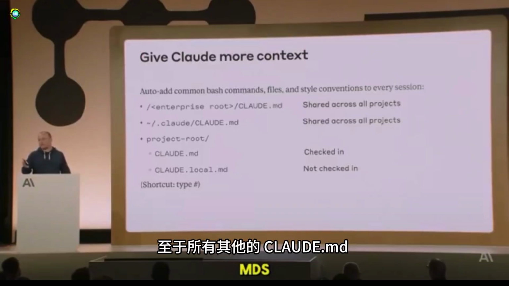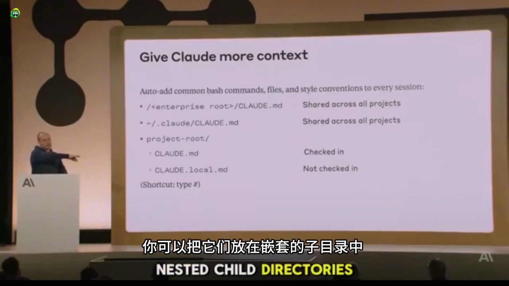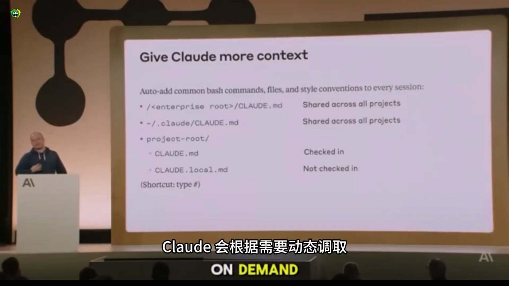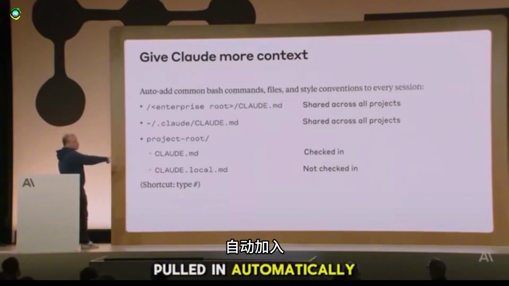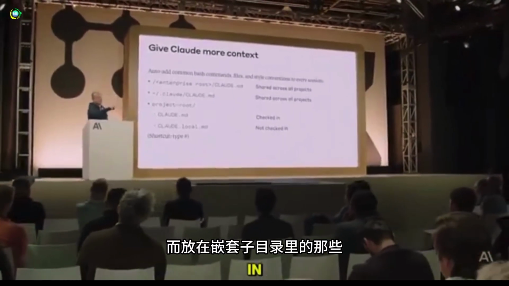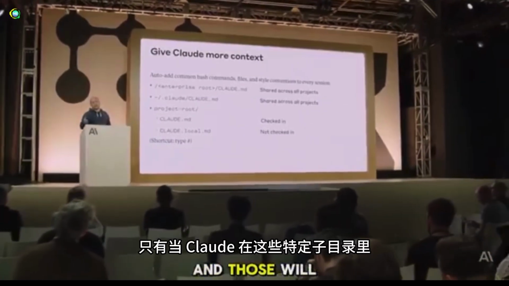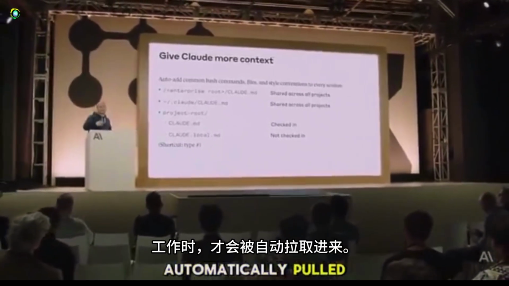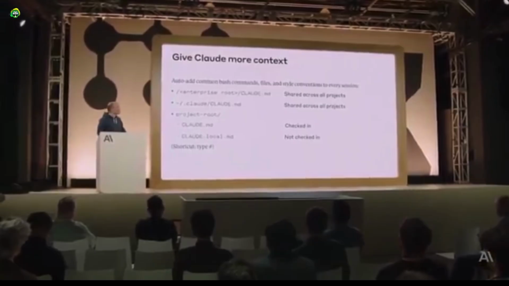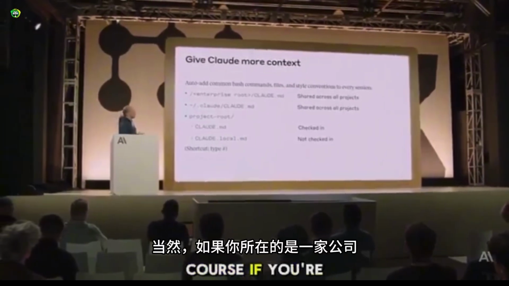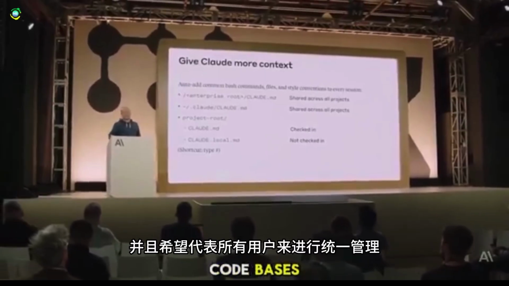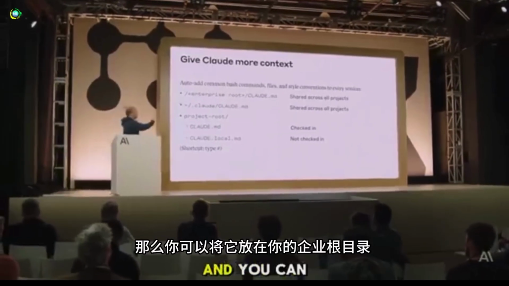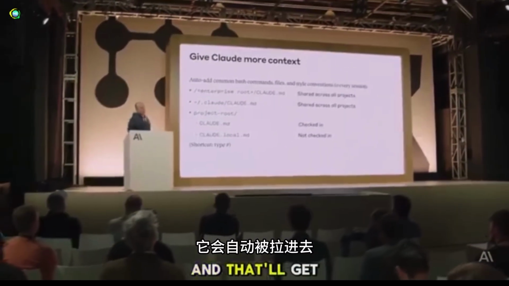All the other Claude.mds, you can put them in other nested child directories, and Claude will pull them in on demand. So these are the Claude.mds that will get pulled in automatically. But then also you can put Claude.mds in nested directories, and those will get automatically pulled when Claude works in those directories. And of course, if you're a company, maybe you want a Claude.md that's shared across all the different code bases, and you want to manage it on behalf of your users, and you can put it in your enterprise root, and that'll get pulled in automatically.